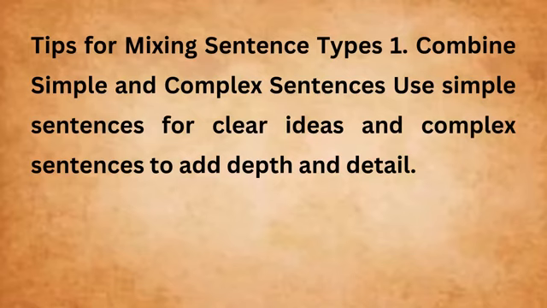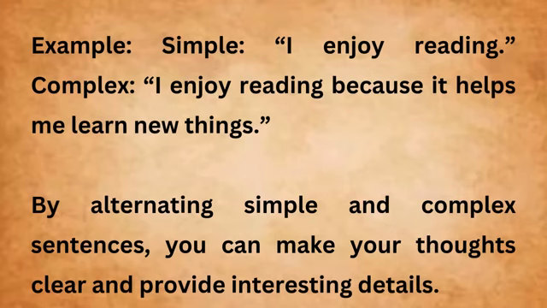Tips for mixing sentence types. 1. Combine simple and complex sentences. Use simple sentences for clear ideas and complex sentences to add depth and detail. Example. Simple: I enjoy reading. Complex: I enjoy reading because it helps me learn new things. By alternating simple and complex sentences, you can make your thoughts clear and provide interesting details.